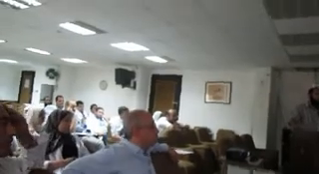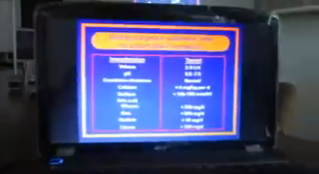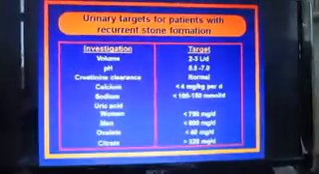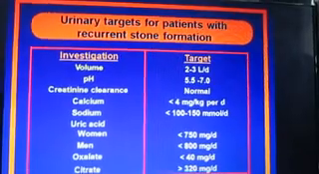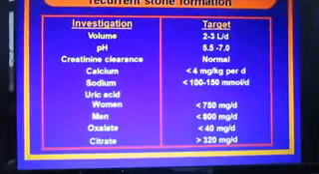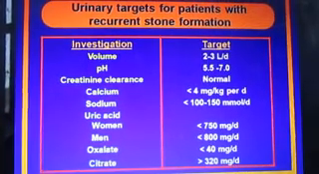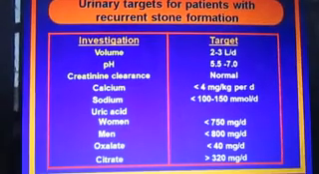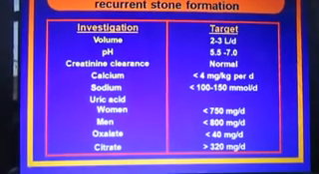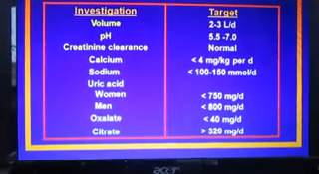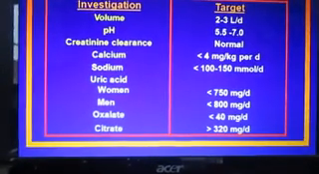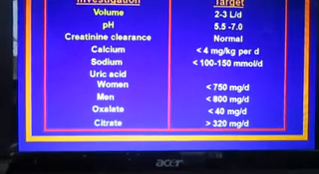If we say it quickly, the urine volume should be between 2 and 3 liters per day. pH should be between 5.5 and 7. Creatinine clearance should preferably be normal. Calcium excretion should be less than 4 milligram per kilogram per day. Sodium less than 100 to 150 millimole per day. Uric acid in women less than 750 milligram, and in men less than 800 milligram. Oxalate excretion should be less than 40 milligram. Citrate excretion should be more than 320 milligram.